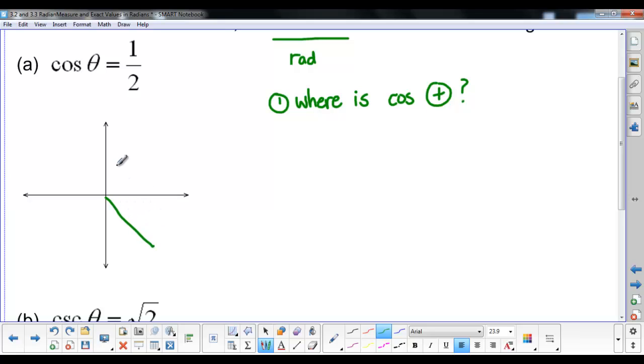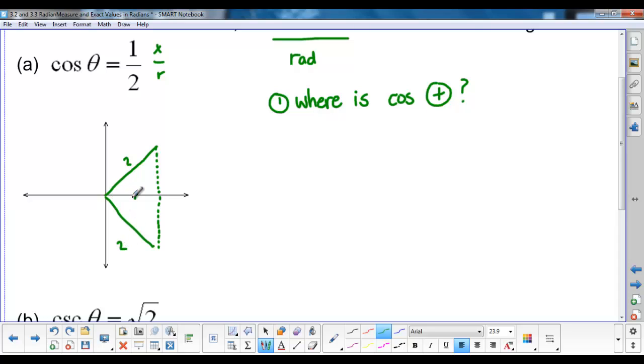Cos would be positive in the 4th quadrant, and everything is positive in the 1st quadrant. So those are our two terminal arms. I'm going to drop down the perpendicular lines here to create our right triangles. Now, the second thing is that we know that cos is x over r. So that tells me that the x value here is going to be 1, and the r value is going to be 2. So this looks like the beginnings of a special triangle.